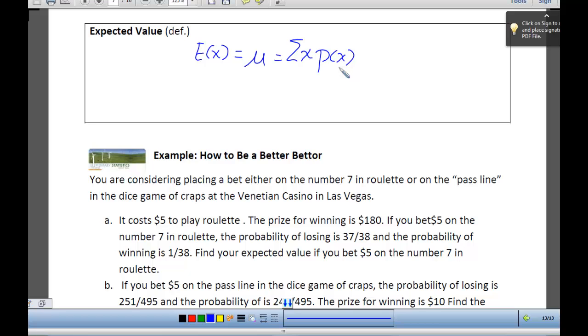Okay? So it says you're considering placing a bet either on the number 7 in roulette or on the pass line in the dice game of craps at the Venetian Casino in Las Vegas. It costs $5 to play roulette. The prize for winning is $180. If you bet $5 on the number 7 in roulette, the probability of losing is 37 over 38, and the probability of winning is 1 over 38. Find your expected value if you bet 5 on the number 7 in roulette.